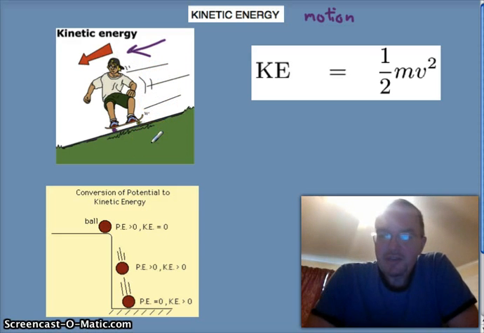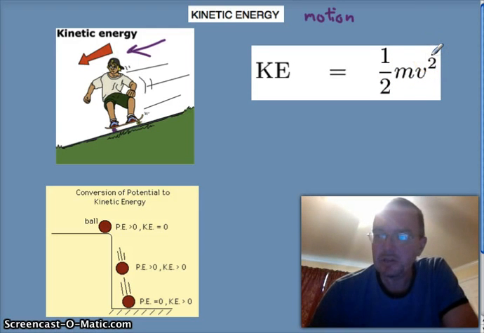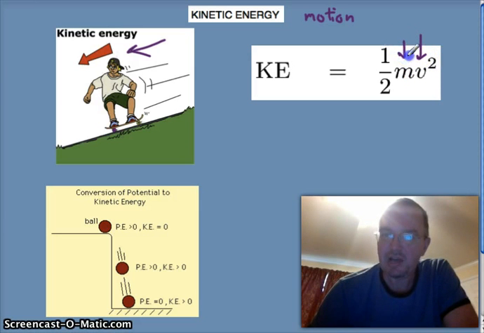Now we do have a formula for kinetic energy, and we're actually going to calculate some of that later on, but you can see it's right here. 1/2 mass times, well, V is going to be the speed. So this is going to be speed squared. So yes, the speed of an object counts more than the mass of an object.